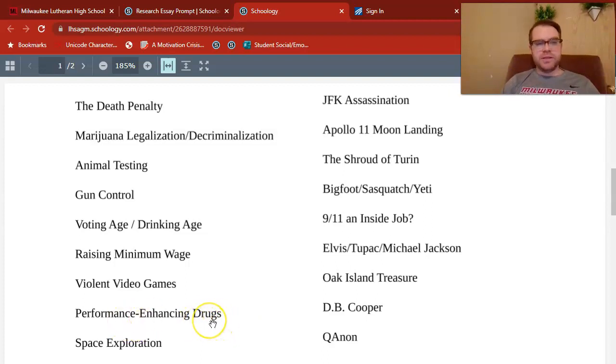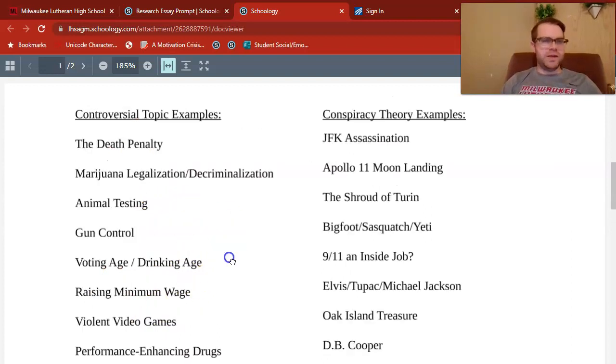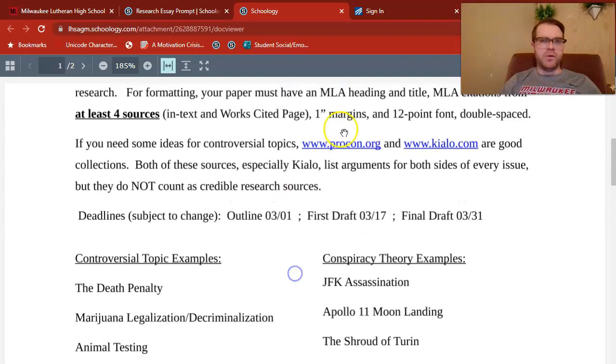Performance-enhancing drugs: should it be legal for pro athletes to use steroids or other performance-enhancing drugs? Say space exploration, it's incredibly expensive. Should the United States continue to push for space exploration, or is that money best allocated elsewhere? Again, all valid debates with valid arguments on both sides. Those would be examples. But again, Procon.org and Kallo.com are good places to look.